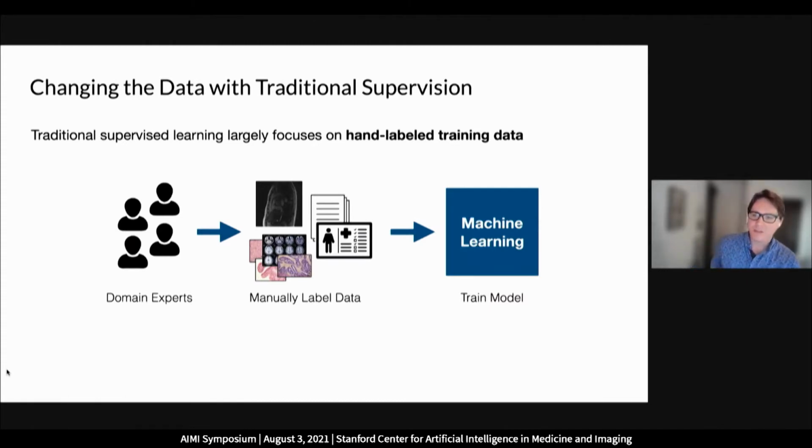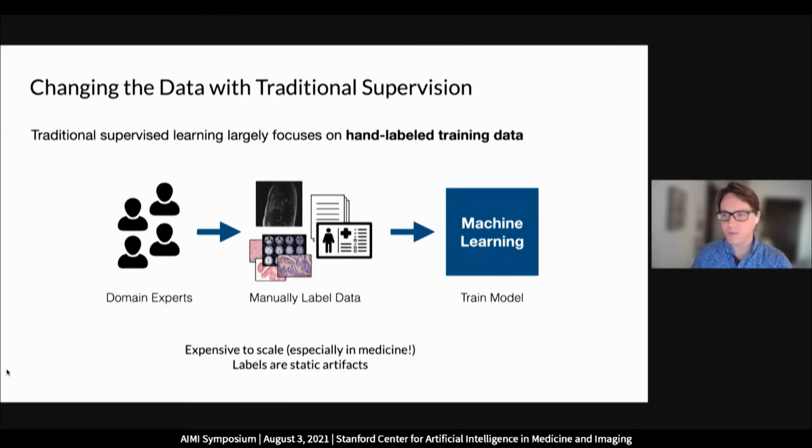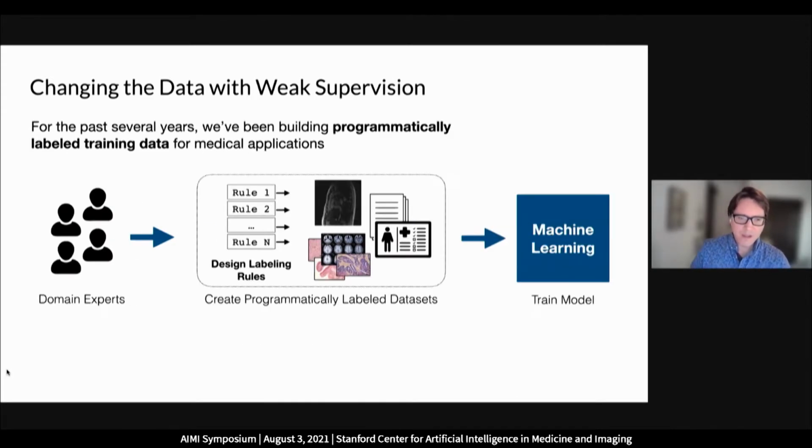The issue with a data-centric view in medicine is that if you approach things in a traditional way, where you have manually labeled data, this is very difficult in medicine, where our problems require considerable domain expertise and are very expensive to scale. And the resulting artifacts are static. They're hard to change or revisit if we want to update our assumptions or broaden the scope of an ML model.